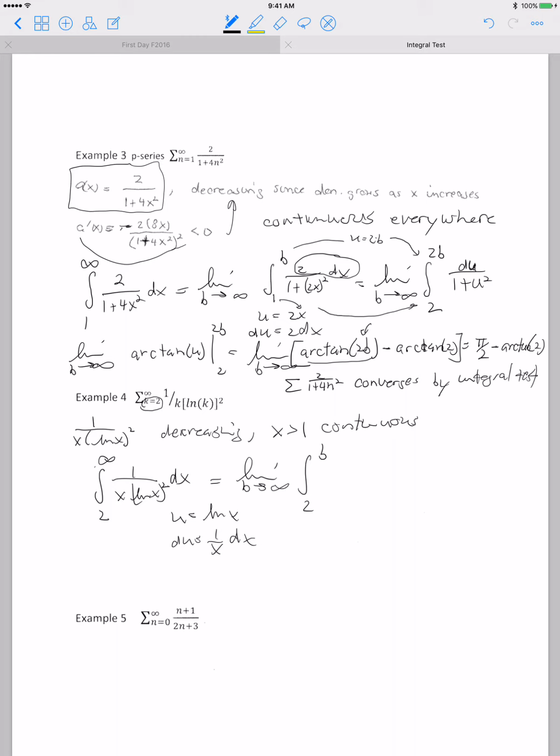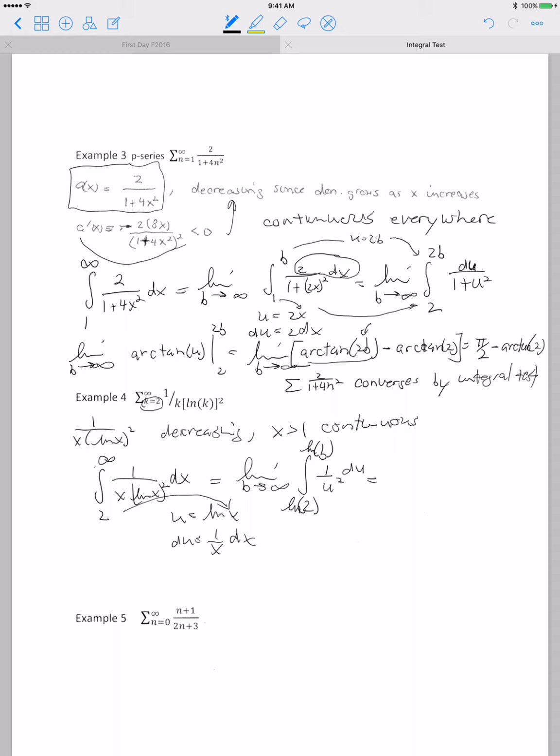we have that this is the limit as b goes to infinity. Let's see, the dx over x is du, and we replace the natural log of x with u, and I need to change my limits. If I run the lower limit through this transformation, I get the natural log of 2. If I run my b, my upper limit through the transformation, I get the natural log of b for my upper limit. So this is a fairly straightforward improper integral now.